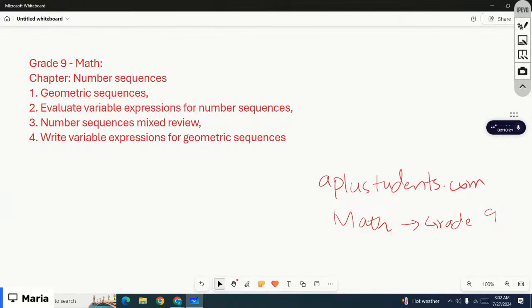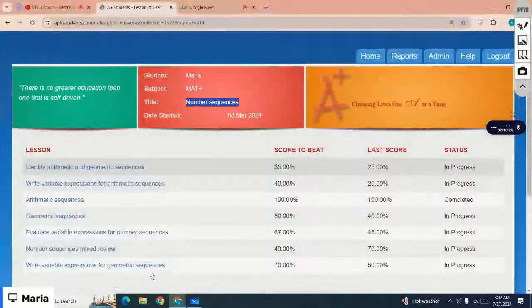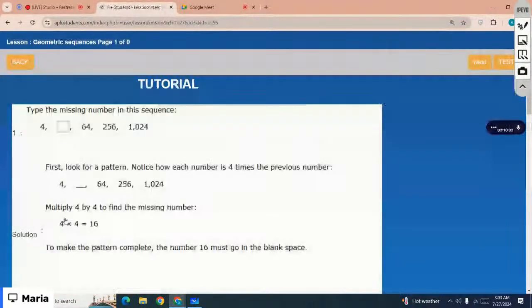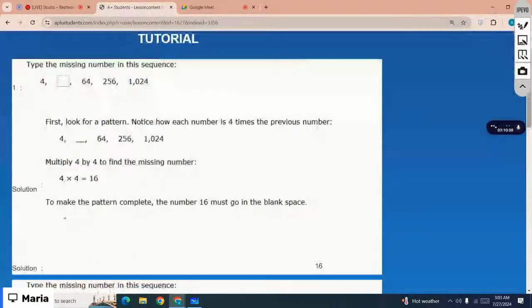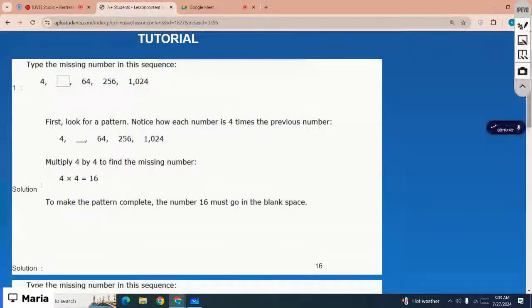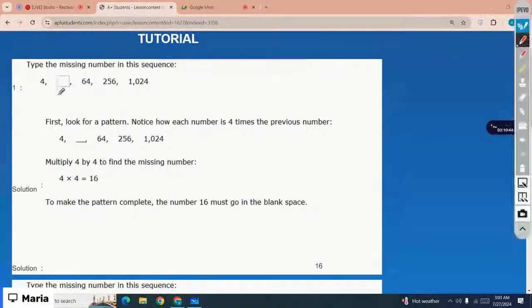Okay, let's just start with the lesson. So here I am on grade 9 math. We're going to start with the lesson geometric sequence. Let's start with the first example. Type the missing number in the sequence. The numbers are 4, the missing number, 256, 1024.